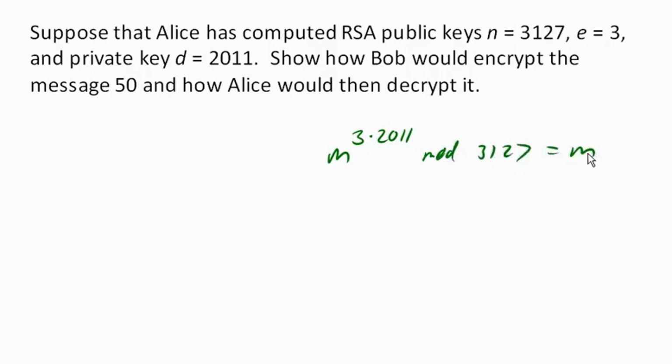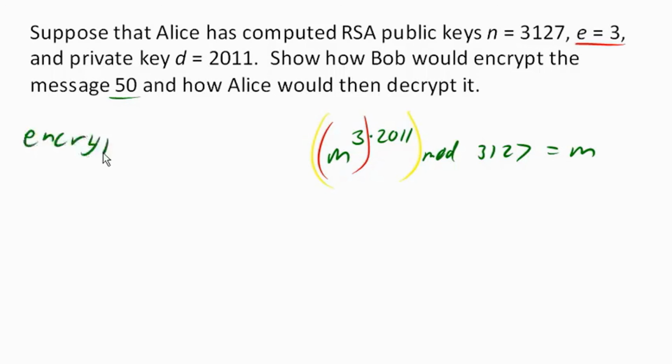And so the encryption step is this part here, raising the message to the encryption key, mod 3127, and then the decryption step comes from raising that result to the private key. And again, the security here lies in the difficulty of finding these values, E and D, if all you know is N and E. There's no known way to do that. So let's see what would happen with the message 50.